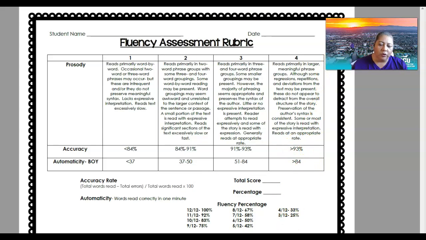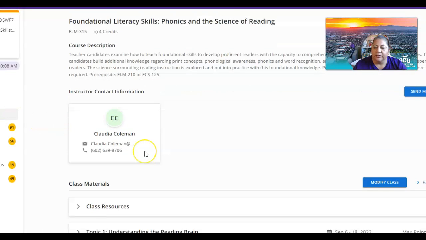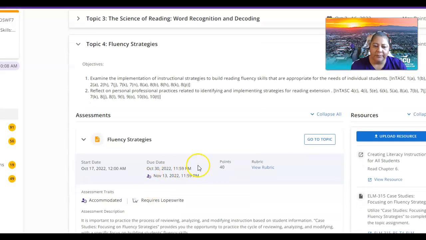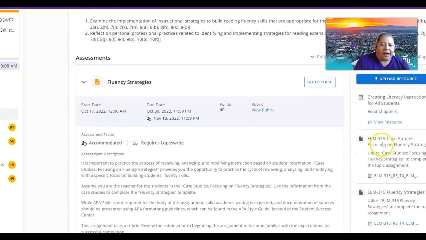Like I said, this is for 2nd grade, and it's looking at prosody. Okay, so with that being said, let's look at the assignment now. Okay, so here is your syllabus. I want to first make sure you know where to find this. Your fluency assignment. So you have 2 things you're going to look at.